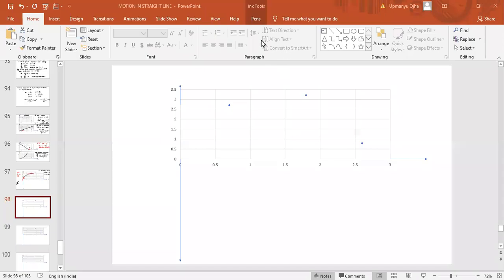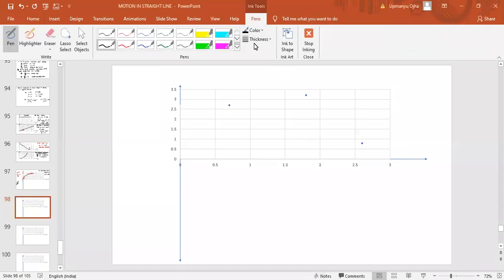The acceleration versus time graph. Okay, A-T graph. Fine. Now if I take this A on the y-axis and time on the x-axis, okay, now if it is a straight line like this, so what can you understand from this graph? What we can understand from this graph?